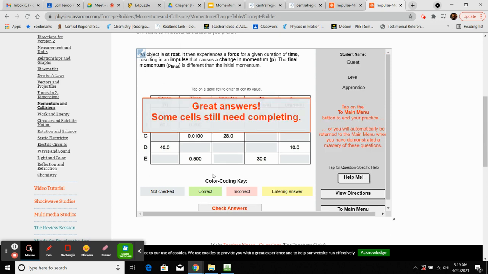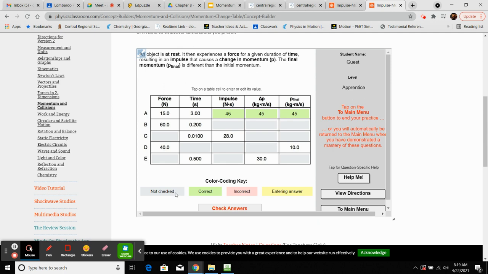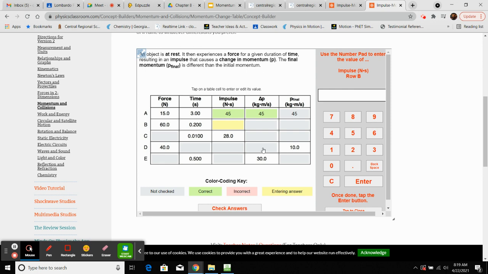And now we can check those answers. Some cells are still needed. Okay, but it has the color key here. Green is correct. Boom, we got those. Okay, what's 60 times 0.2? 12. So if my impulse is 12, what does my change in momentum have to be? 12. And if we're starting from rest, our final momentum would be 12.